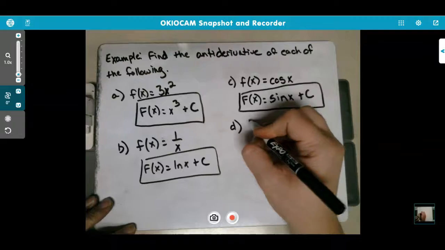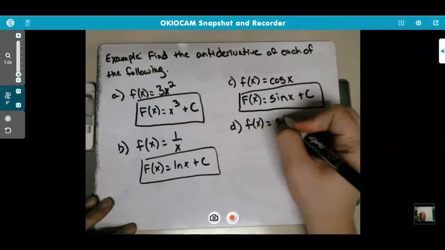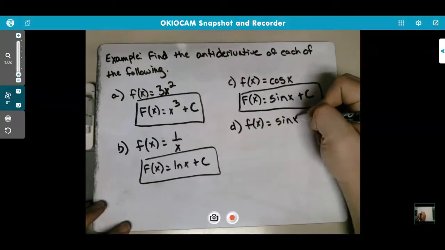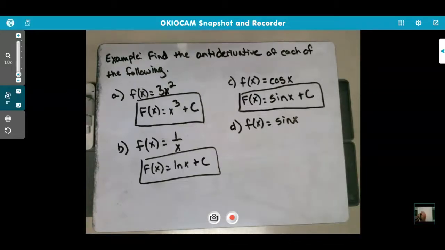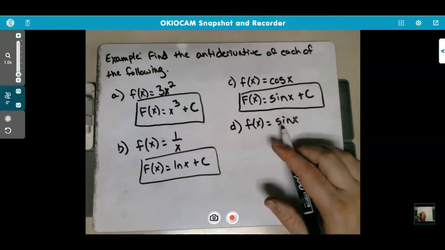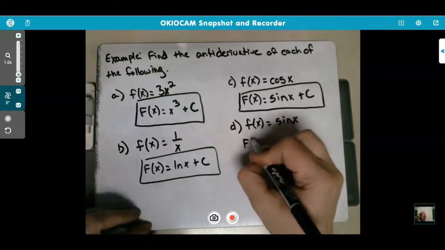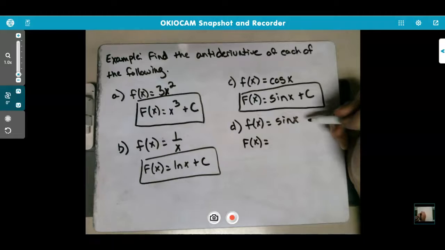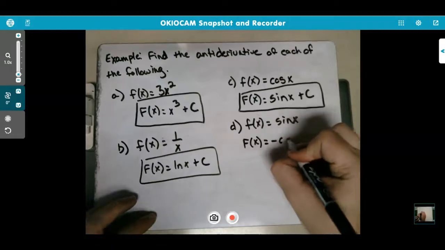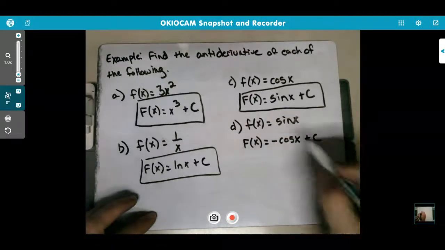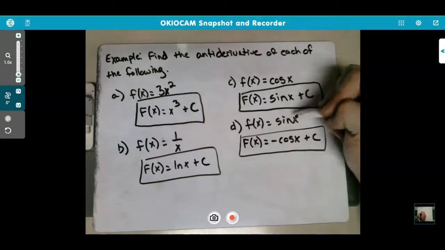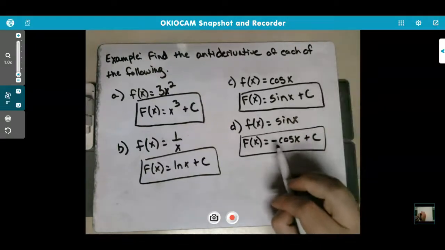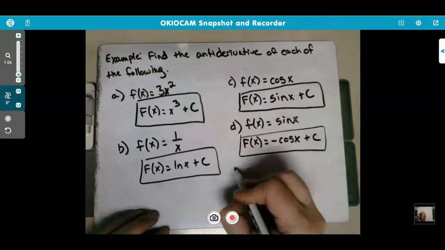But what about if I said let f of x be equal to sine of x? And I want to know what function got me here. Well, we know the derivative of cosine is negative sine, but this is positive. So the antiderivative, in order to get positive sine, must have been negative cosine plus c. Again, that is because the derivative of cosine is negative sine, but I have positive sine, so I've got to change my sign.